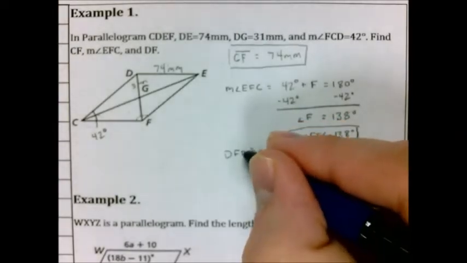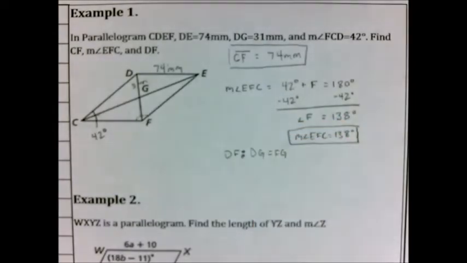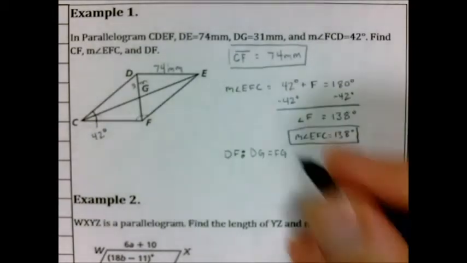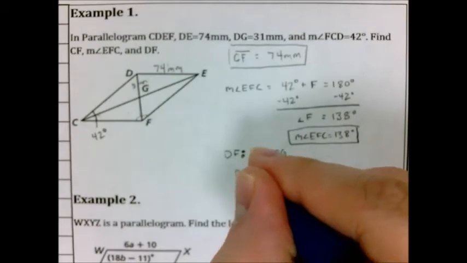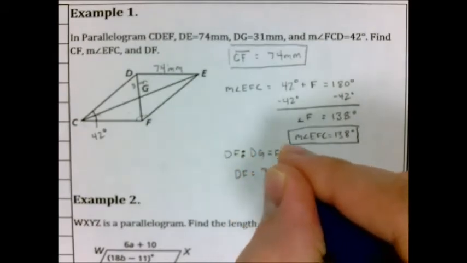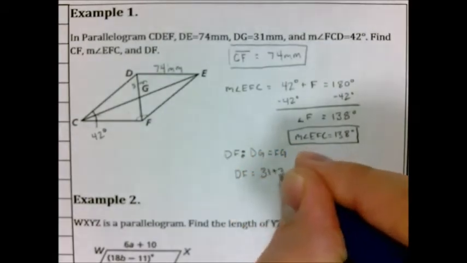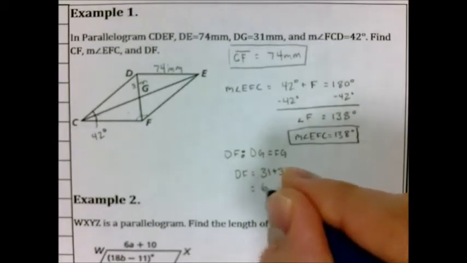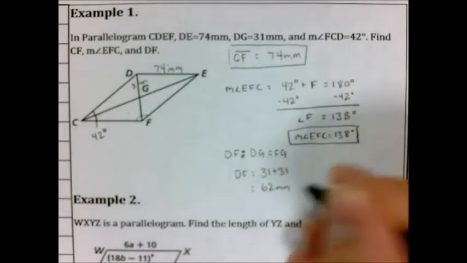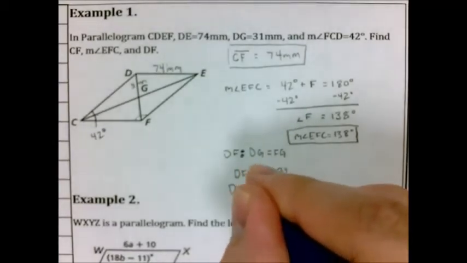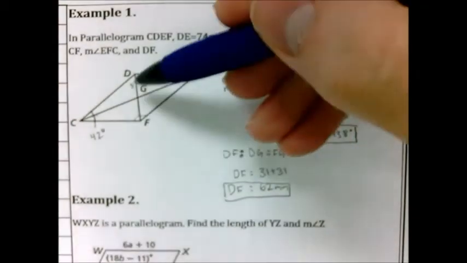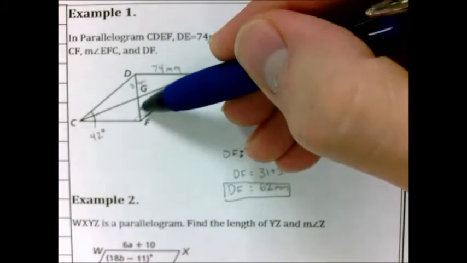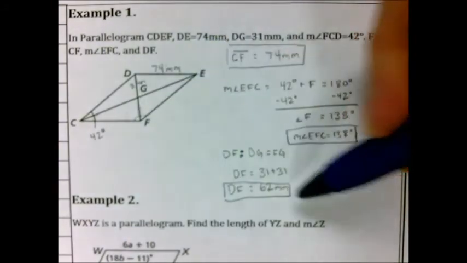Okay? DG is going to be equal to FG, and if we know that DG is 31 millimeters, that means DF must be equal to 31 plus 31, which adds up to be 62 millimeters. Okay? We know that's the case because if this is 31, then FG has to be 31. Add those two together, we get 62.